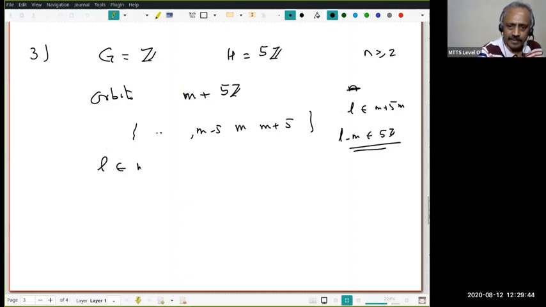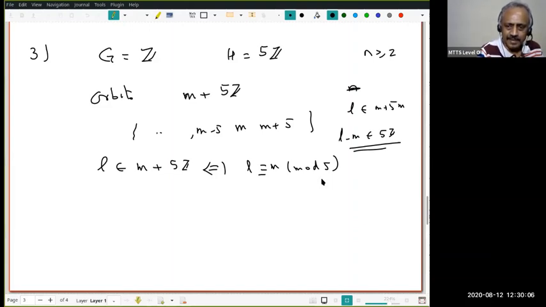L belongs to this orbit, the coset of m, 5Z, if and only if L is congruent to m mod 5. Right? It's divisible by 5. Therefore, that means it's a coset. Do you accept it? Now comes the fun.